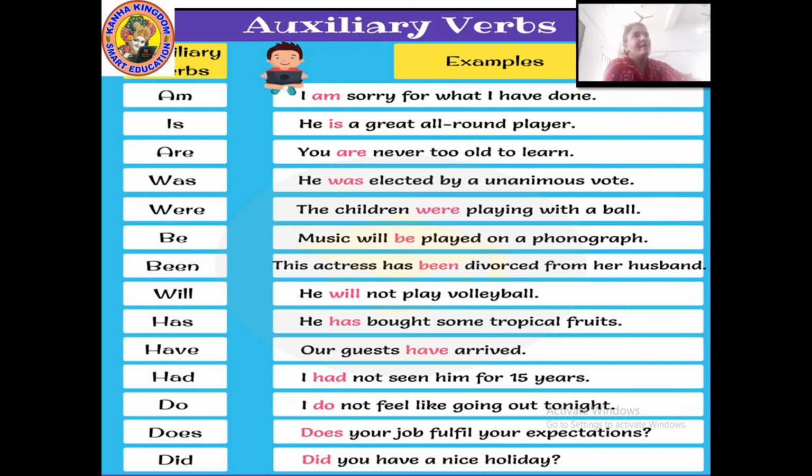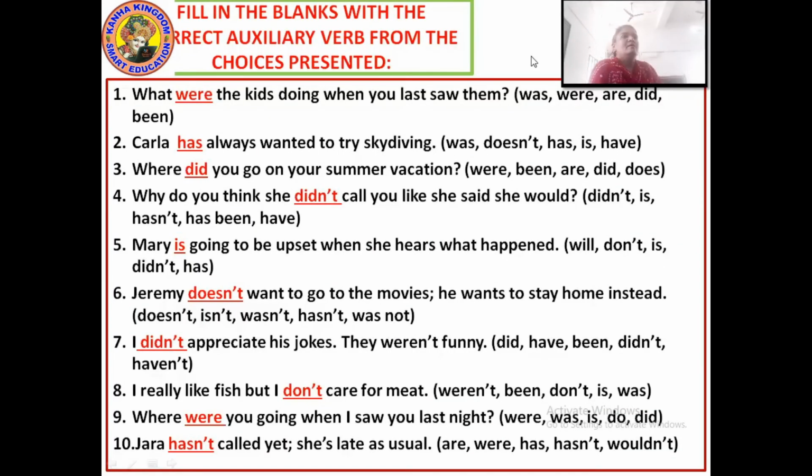Now let's have a look at the exercise. For the exercise, fill in the blanks with the correct auxiliary verbs from the choices presented. Means in the brackets I have given you some auxiliary verbs. Which is the right one? You have to write it in the blank. Okay.